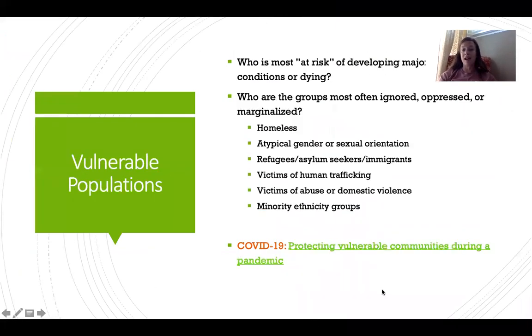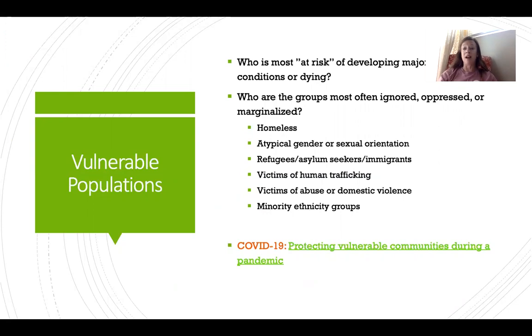The next slide talks about vulnerable populations. So a big piece of what public health does is we ask the question, who is most at risk of developing major health conditions or dying? And then we ask, and often it is the same answer, who are those groups that are most often ignored, oppressed, or marginalized within our society? Because often those groups are the most at risk. So it's a different kind of risk than you may be used to thinking of medically. It's usually other conditions outside of medical conditions that can make people vulnerable.